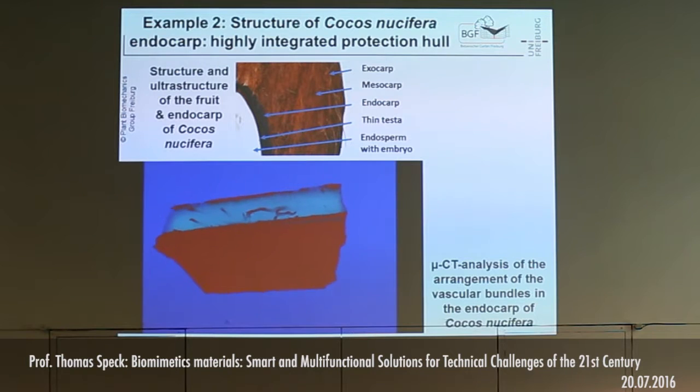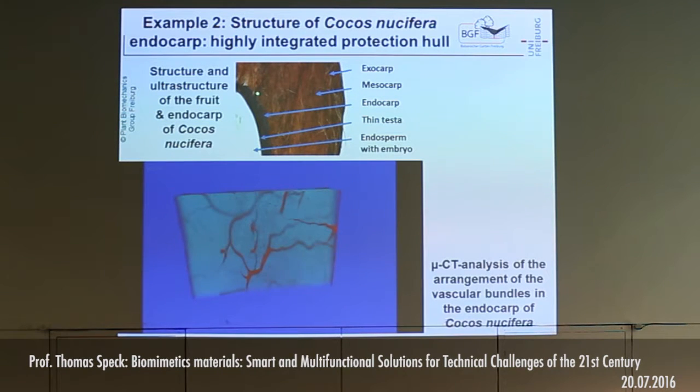And if you look at that again in micro-CT, you see that these fibers run in from the mesocarp, and then they bend and run nearly parallel with the surface of the endocarp. This makes them perfect crack stoppers. Because if a crack comes in and meets one of these bundles, it's immediately deflected and runs parallel with the bundle, which means parallel with the surface of the endocarp, and will never penetrate the entire endocarp.